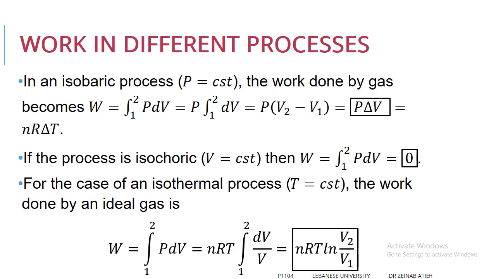We have learned how to find the work in different processes, because you are going to deal with these processes: isobaric, isochoric, isothermal. Each one has its own formula. You can revise them. You must know how to derive them, but when you solve, you can just write the answer. For example, isobaric process, W equals P delta V, isochoric 0, isothermal, W equals nRT ln V2 over V1.